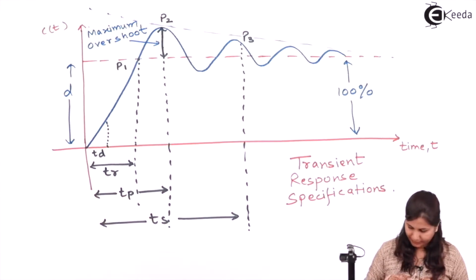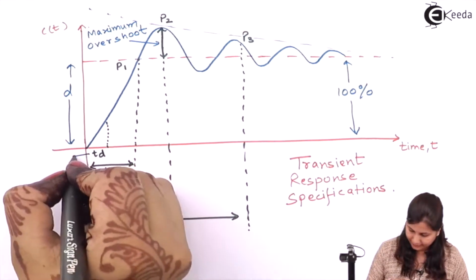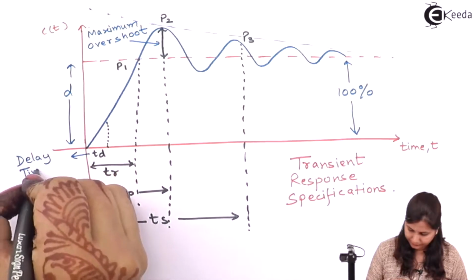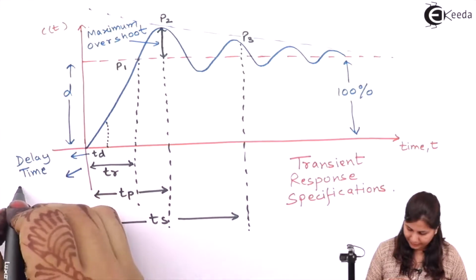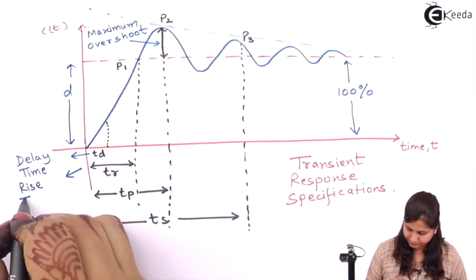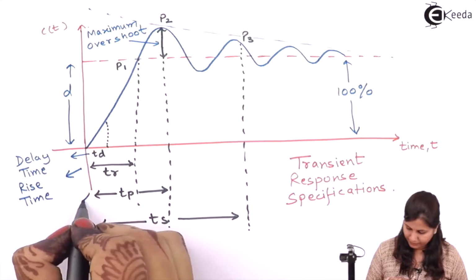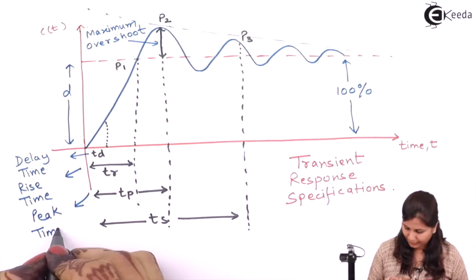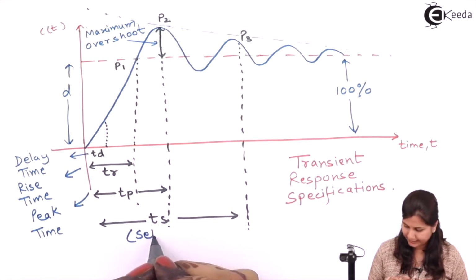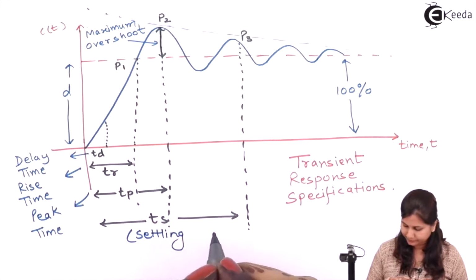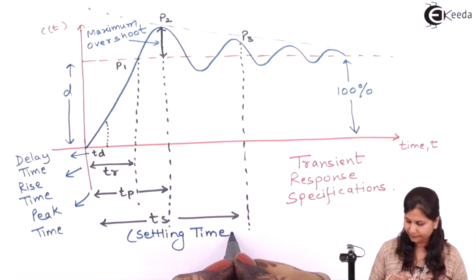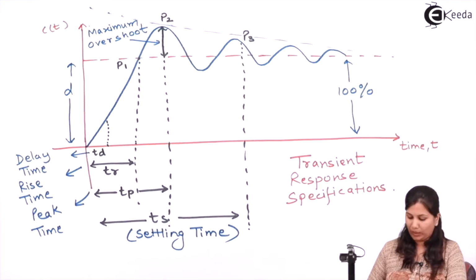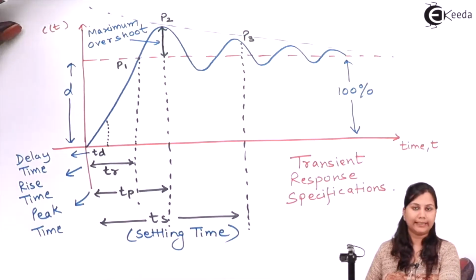Again, writing it, we have TD as the delay time, TR as the rise time, TP as the peak time, and TS as the settling time. Let us study these specifications one by one. First, we will start with the delay time.